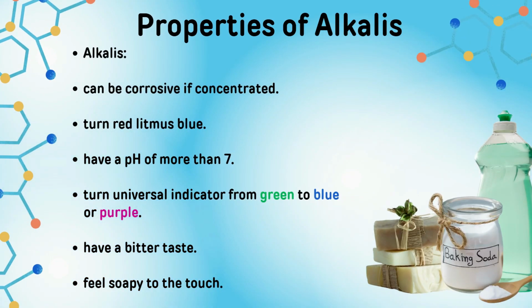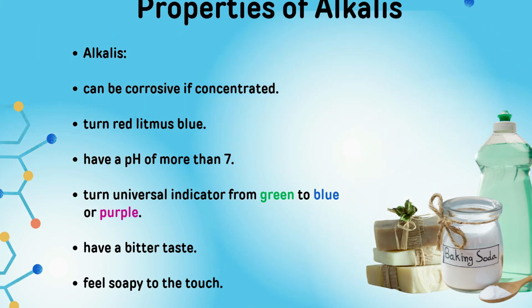Properties of alkalis include that alkalis can be corrosive if concentrated. They turn red litmus blue. They have a pH of more than 7. They turn universal indicator from green to blue or purple. They have a bitter taste and they feel soapy to the touch.